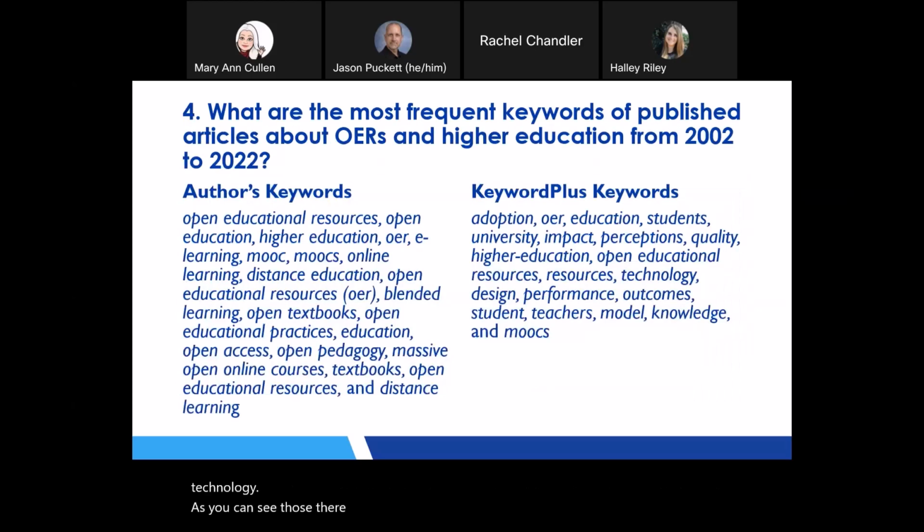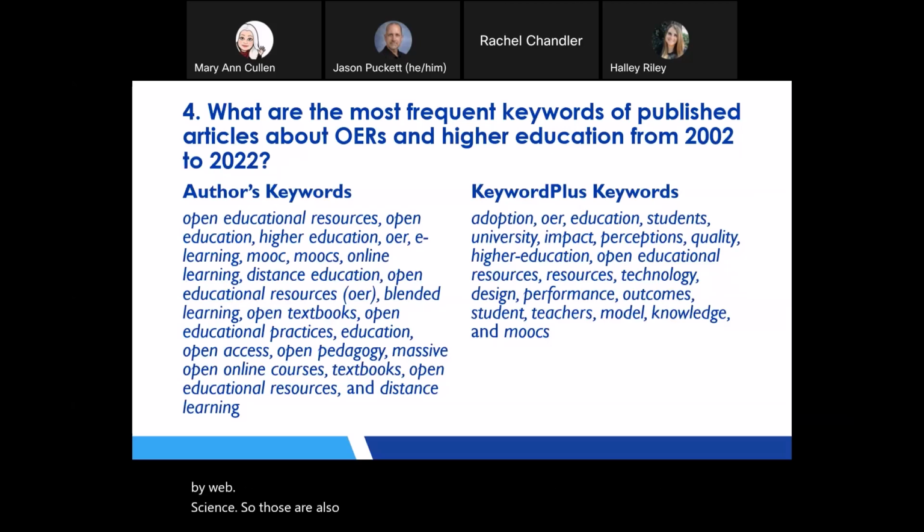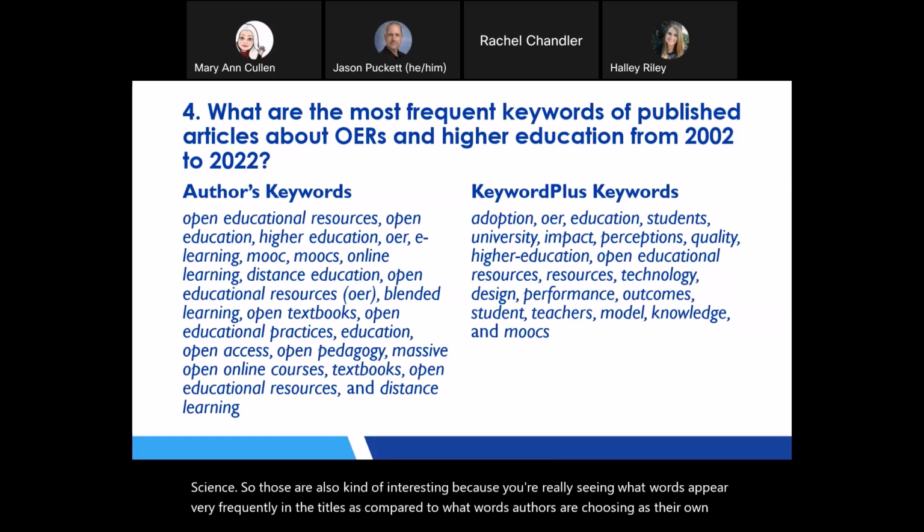And then I wanted to look at what the most frequent keywords of all these articles were. With bibliometrics and Web of Science, I was able to look at two different types of keywords. There are author keywords, which are the ones that the authors are putting in themselves. They have any sort of option; they can use previously created author keywords or create their own. And then there are the Keywords Plus ones. Those are index terms automatically generated from the titles of cited articles by Web of Science. Those are also interesting because you're really seeing what words appear very frequently in the titles, as compared to what words the authors are choosing as their own keywords. But these are all of them.